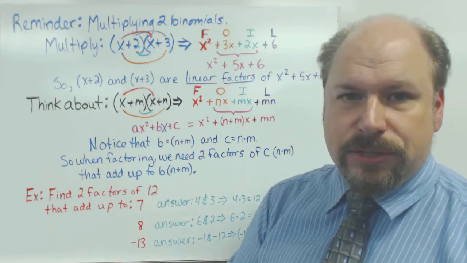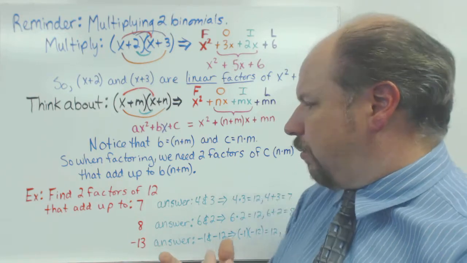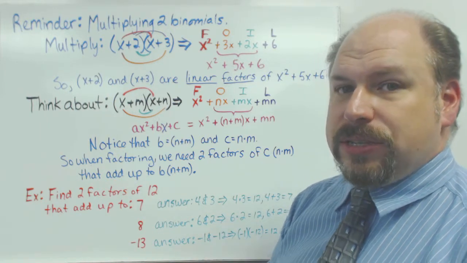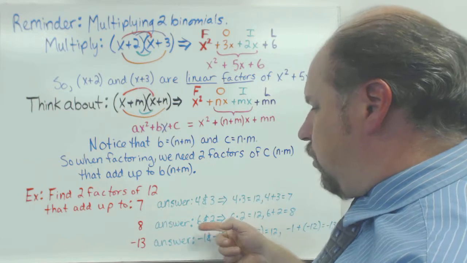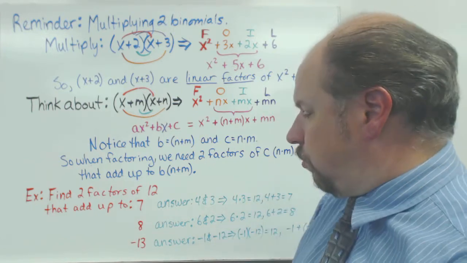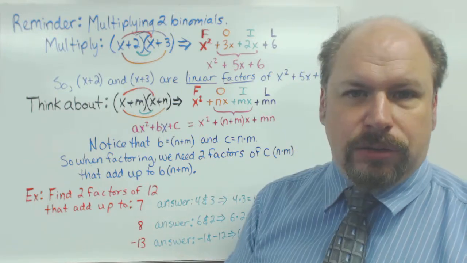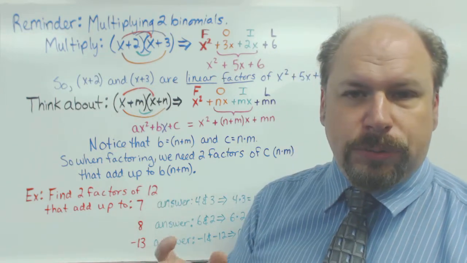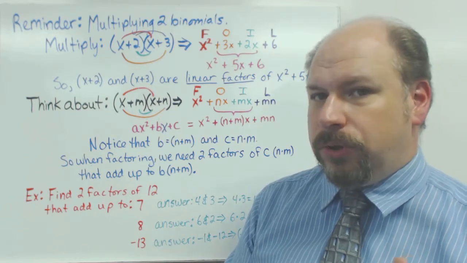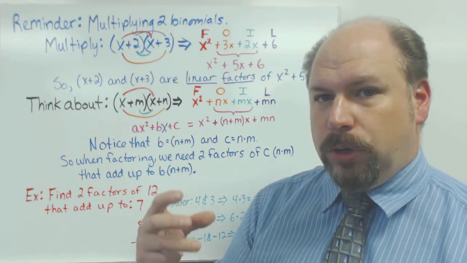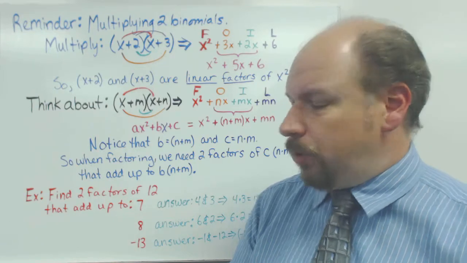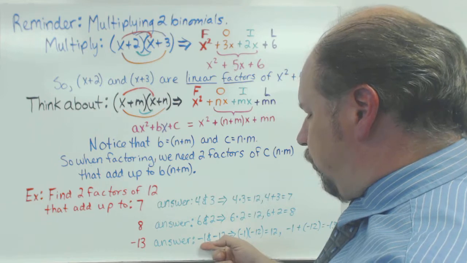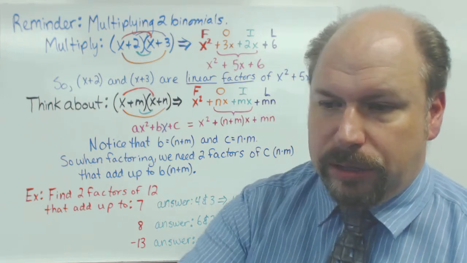Okay, so how about 8? Well, we just kind of talked about that one. 6 times 2 is 12, and 6 plus 2 is 8. So our answer here is 6 and 2. How about negative 13? We could also think of two numbers that multiply together to make 12 as both being negative. They could be negative 1 and negative 12, for example. Negative 1 plus negative 12 is negative 13. So in this case, we have negative 1 and negative 12.